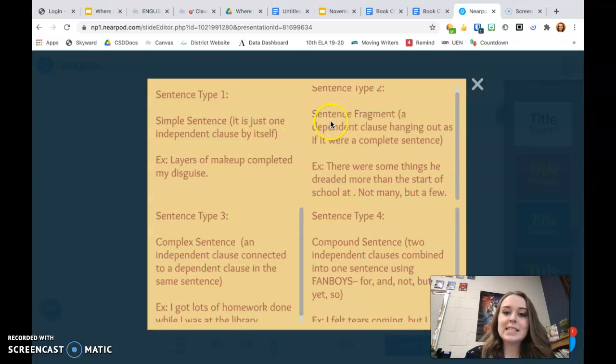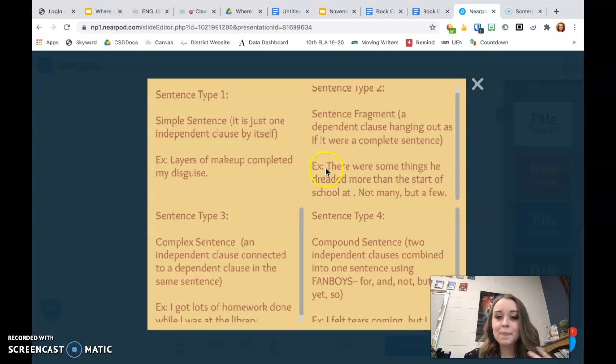Another type of sentence is a sentence fragment, which is a dependent clause hanging out as if it were a complete sentence. Most teachers will tell you sentence fragments are bad, and often they are. However, you can use them to just add variety to your story or to whatever you're working on. So sentence fragments can be used properly. You just don't want to only use them, and you want to know that what you're using is a fragment.